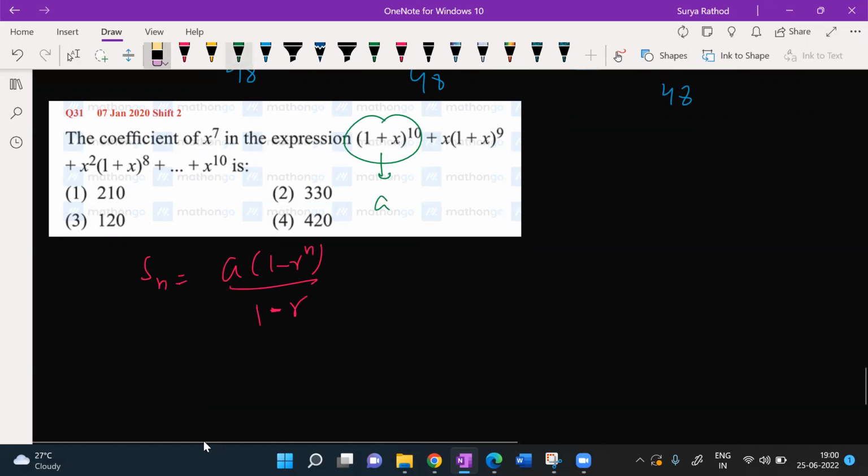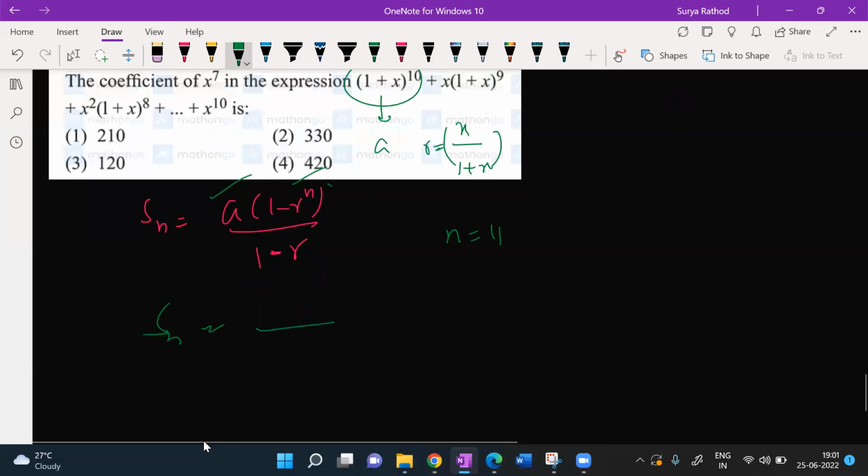You will be using the formula, right? This is A. What is R here? What is R? Second term by first term, 1 minus x. Okay, to the power of n. N is what? 11, right? So n is equal to 11 here. Substitute everything, you will get the answer. That's it, Babu. Substitute the A value, R value, n value. You will solve this, you will get it.